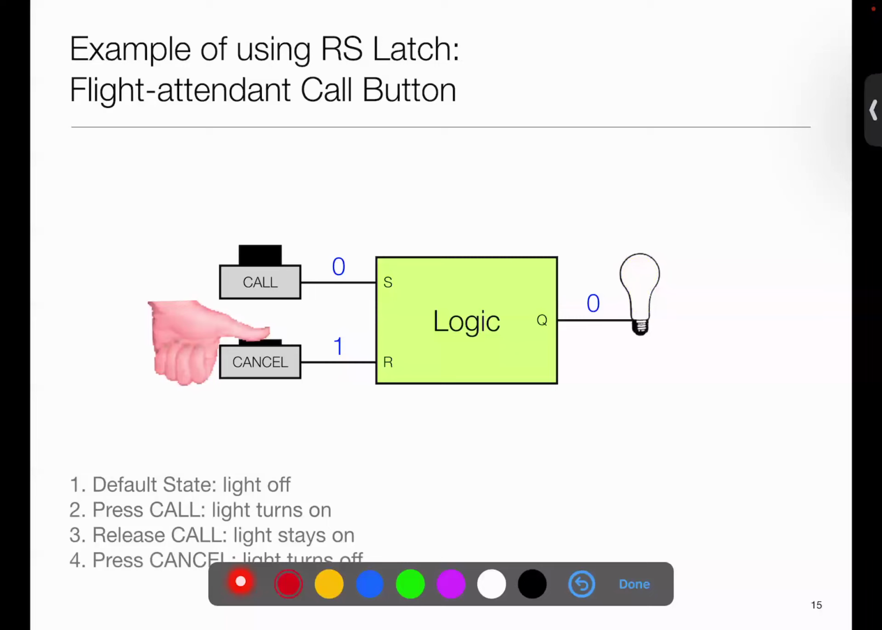You recall what we just saw a short while ago. If R and S are both 1, the output is still 0, right? Because R has the priority. You could imagine another type of latch where S has the priority, right? Okay.